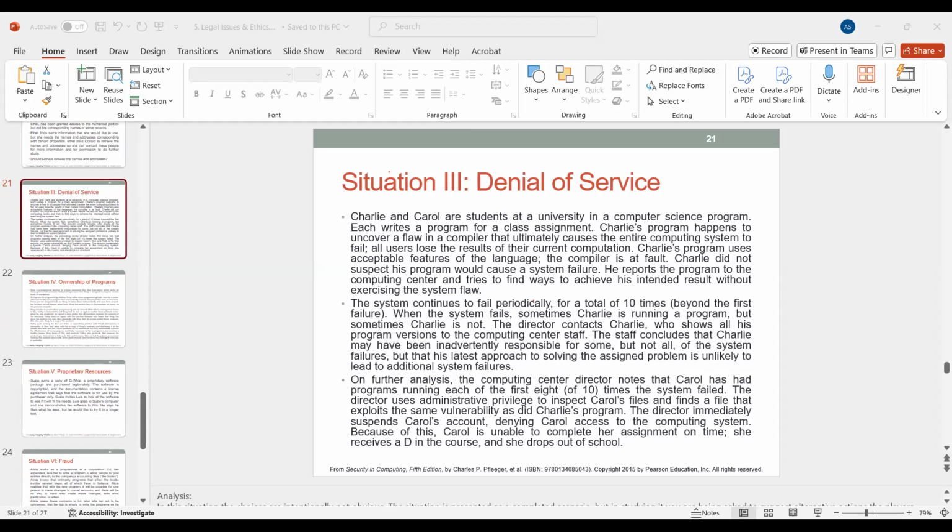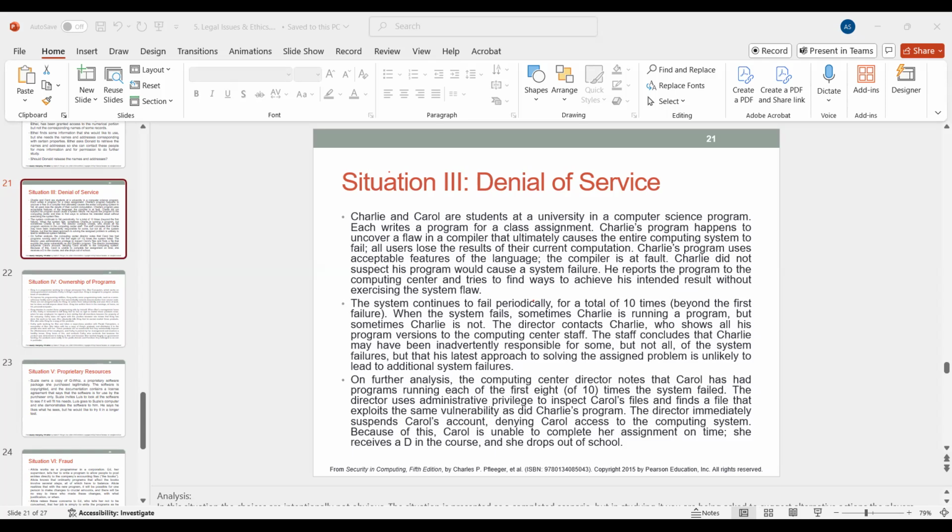So the director of the computer center suspends Carol's account, right? Without asking for an explanation from him. Is it a good practice? A harsh punishment during the due process. Maybe they need to arrange a meeting and ask about his actions, right? What is the task you've done? So rather than suspend his account, they need to arrange a meeting and get the justification from him, right?